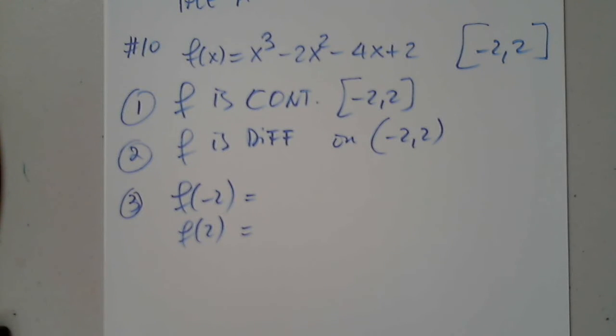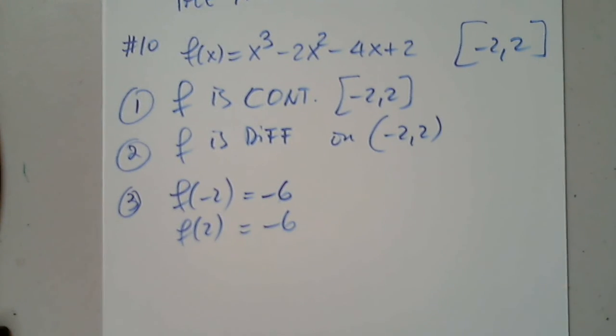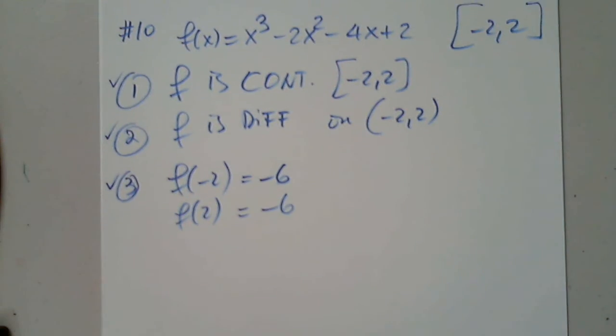So, you know what I like to do? I will put it in y equals, clear everything, and I have x cubed, minus 2x squared, minus 4x, and plus 2. Okay, so all I have to determine is for negative 2 and 2. And I hope they are the same. They are the same, they equal negative 6. So then all three conditions or hypotheses of Rolle's theorem are fulfilled.